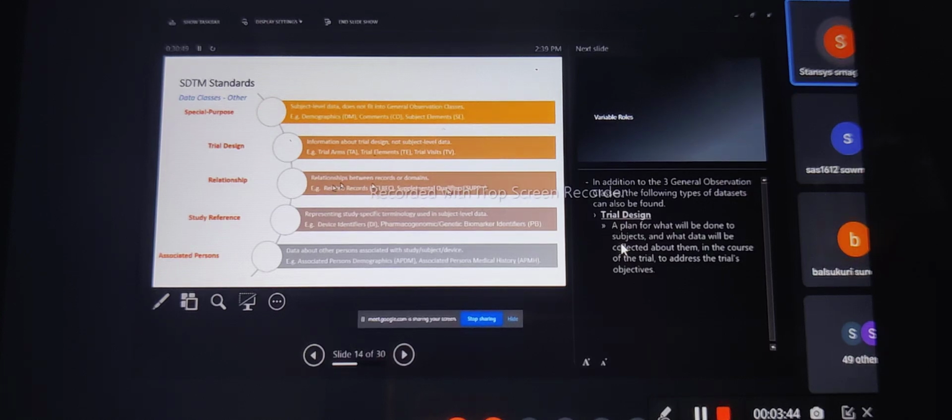Now the study reference slide. These are references representing the study-specific terminology used in the subject level data. These are a bit new things, such as device identifiers, pharmacogenomics, which we talked about in the previous slides, and the device study. These are the study reference things. And then associated persons also. As I said in the previous slide, if we have infant studies, we are going to create APDM, APMH, some associated person domains.